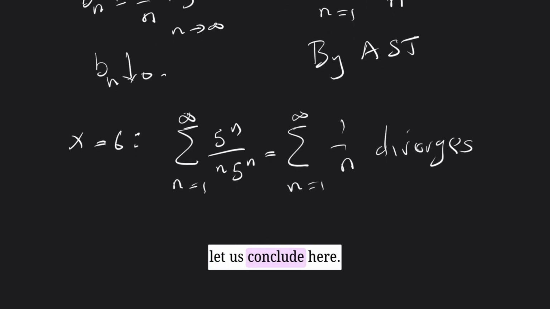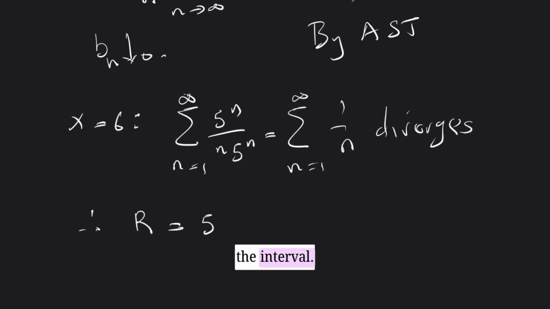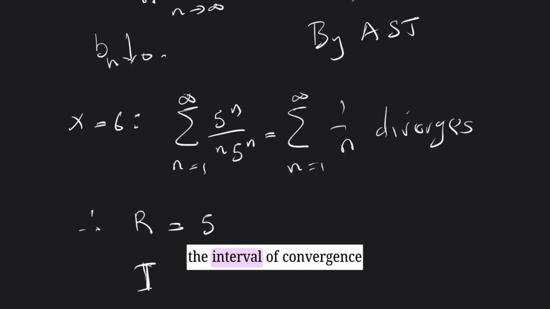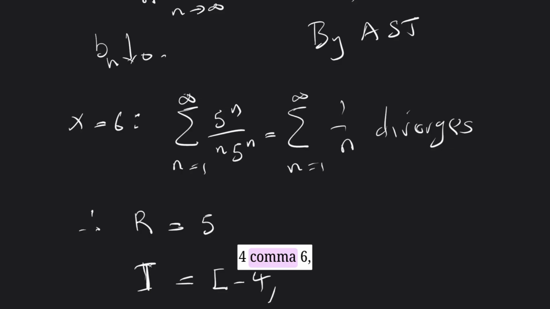Okay, so let us conclude here. So therefore we said the radius of convergence is 5, and the interval, let me just denote it by I, the interval of convergence is equal to, we said -4 is included, so we have -4, 6, which is not included, and we end it like that.